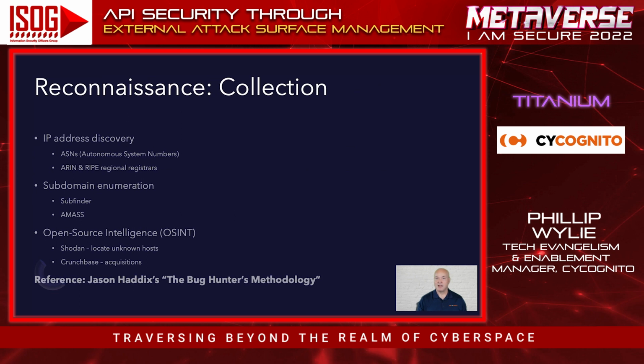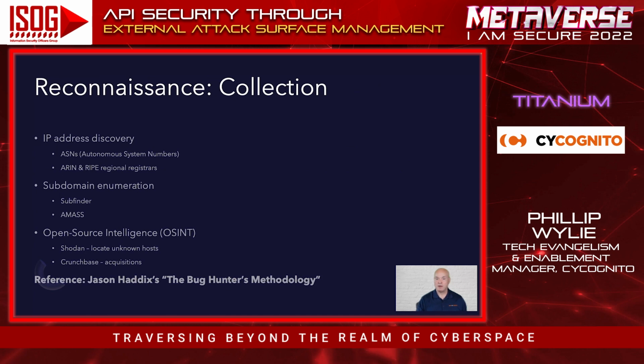Then reconnaissance collection, where you're doing IP address discovery, looking up your autonomous system numbers, using ARIN and RIPE, the regional registrars, to get those IP addresses. Subdomain enumeration using tools like Subfinder and Amass. Open source intelligence, Shodan to locate unknown hosts. There are other similar products out there, even like Recon-ng, and then Crunchbase for acquisitions, so mergers and acquisitions. Sometimes this holds information on assets that you don't know about.